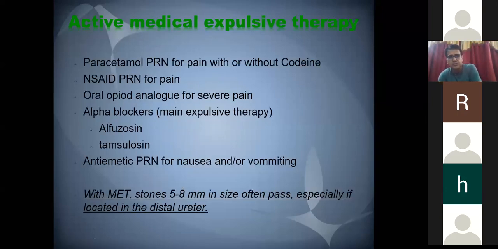So what is medical expulsive therapy, MET? You give some NSAIDs, and sometimes oral opioid analgesics, but usually NSAIDs are better to be given. And alpha blockers are usually given, either tamsulosin or alfuzosin. What it does is it broadens the distal ureter and causes the expulsion of the stone from the distal ureter.